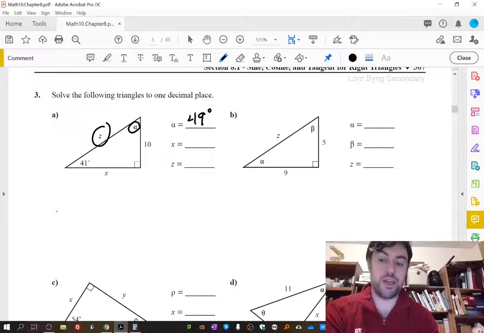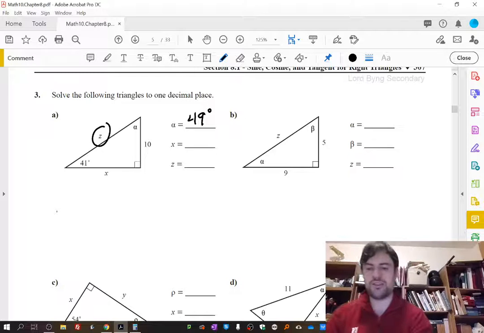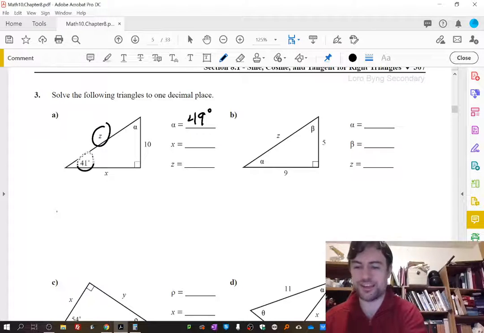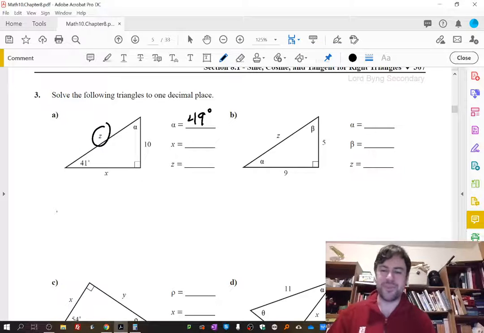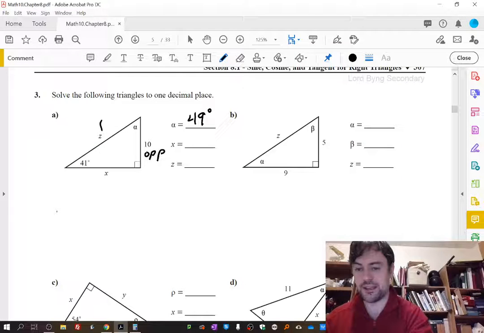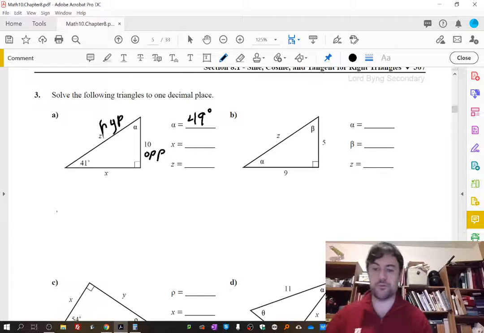So what information do I have? We could work from different directions. You could work from the alpha angle now that we have the 49, but I like to work from the one that's given to us. Just in case we got 49 wrong, let's say I just added it wrong, I'll stick with the 41 because that one's given. So what do I have? If I'm using 41, I know I have the opposite side, that's 10, and I'm looking for the hypotenuse, that's z. It's the slanty side, the one opposite the 90 degree angle.